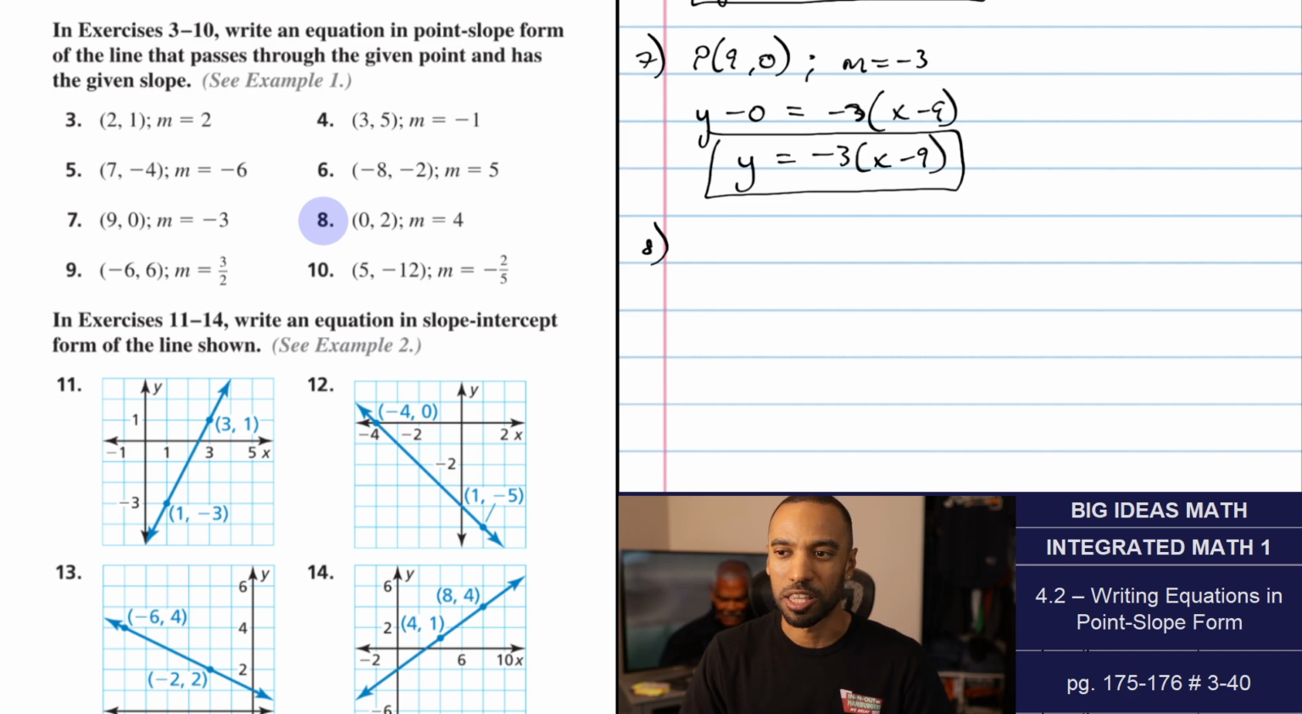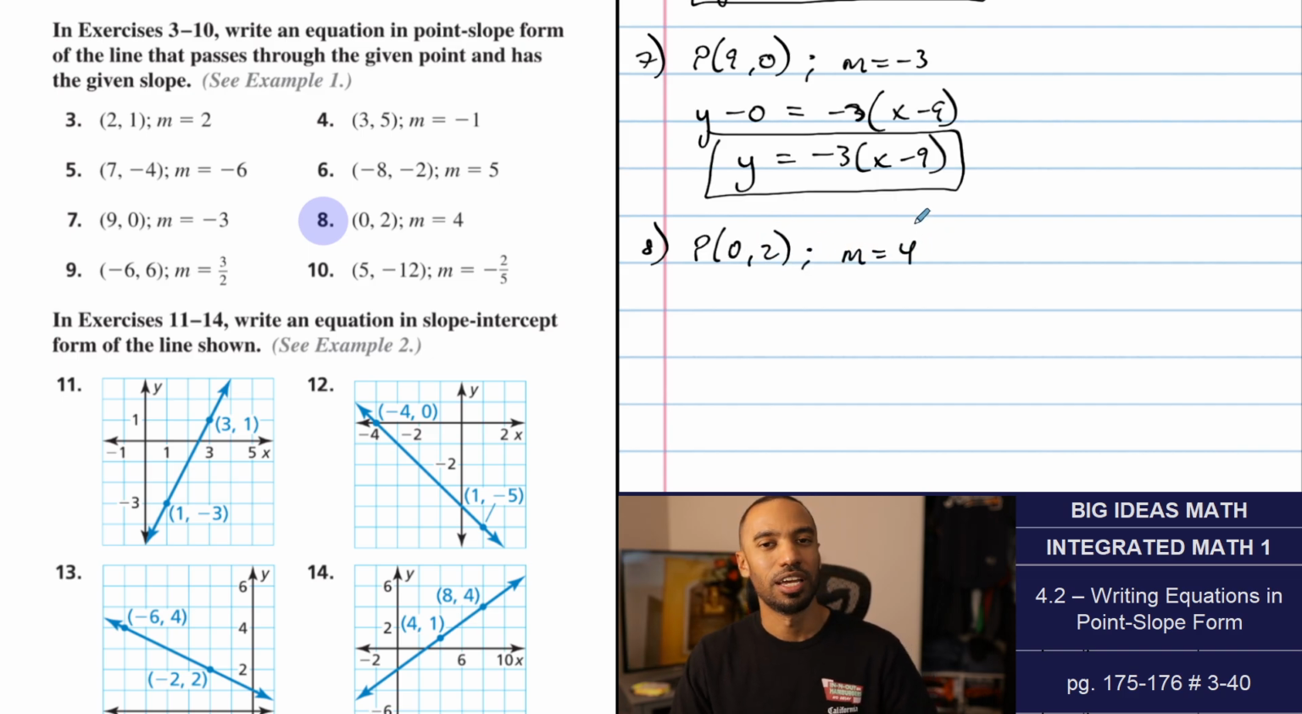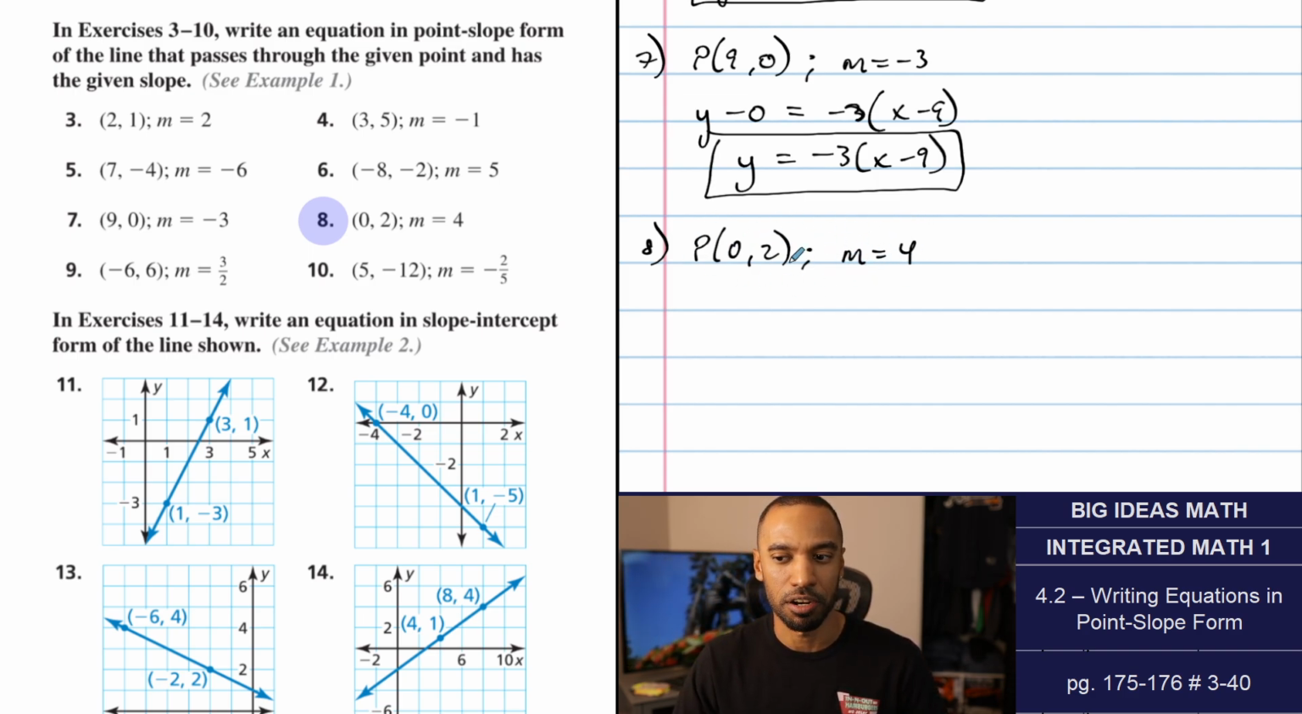You guys are probably chomping at the bit saying, can I just write slope-intercept form right there? I have the y-intercept. Listen, if this is a review, if this is the Chapter 4 test and cumulative assessment, and they said write an equation using any method of your choice, any form of your choice, I'm using slope-intercept form. But they said use point-slope form. So we're going to go and do that.